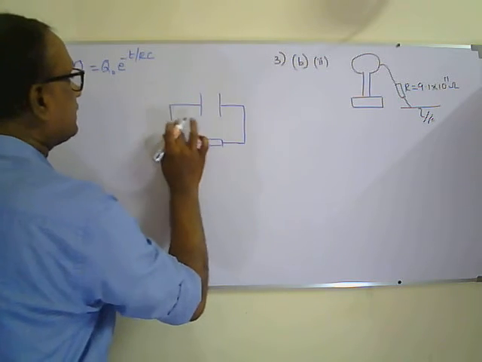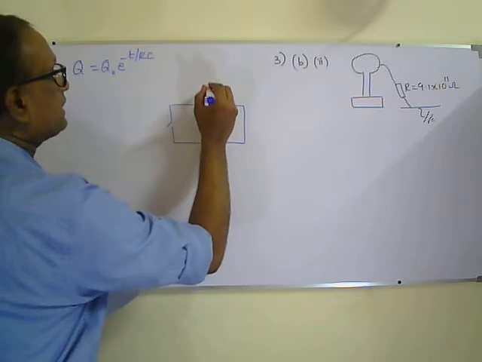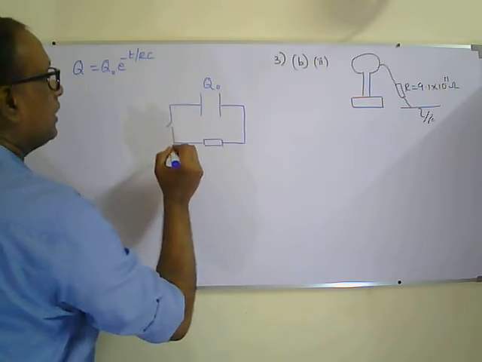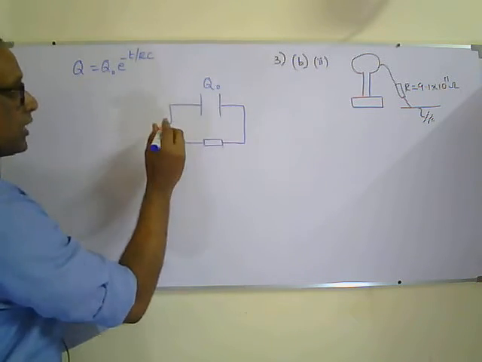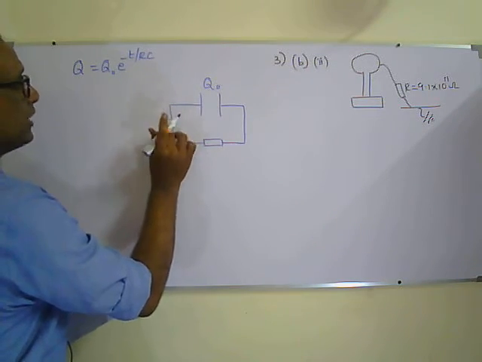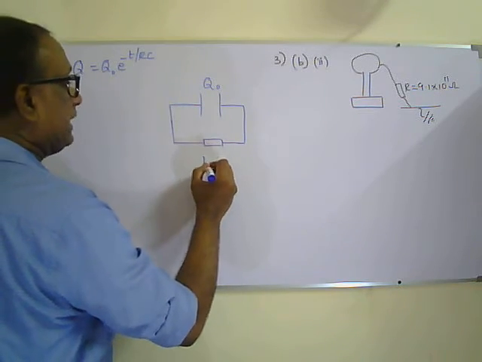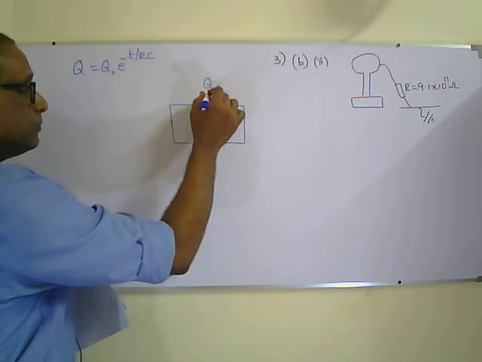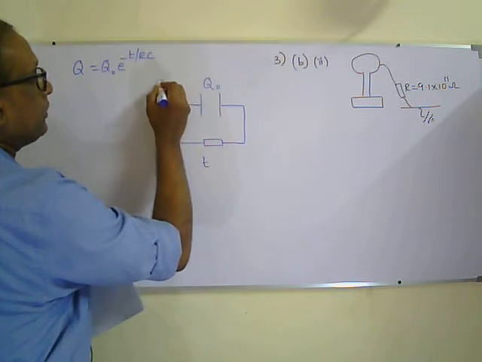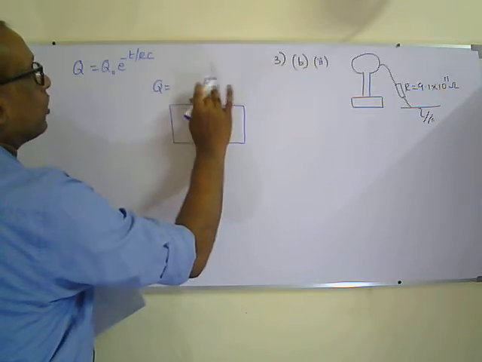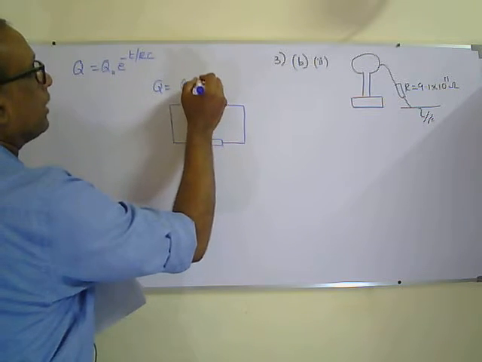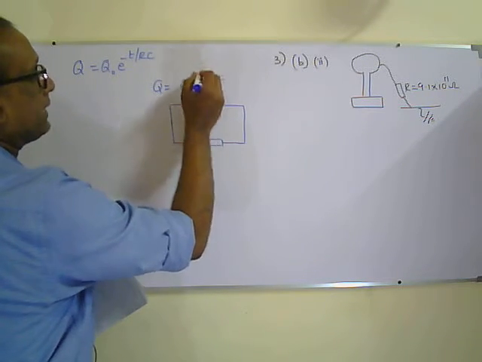So imagine there's a switch. Initially, it holds a charge Q naught. Now you are switching on the circuit. From that time, later at time t, the amount of charge remaining in the capacitor is given by Q equal Q naught e to the power minus t over RC.